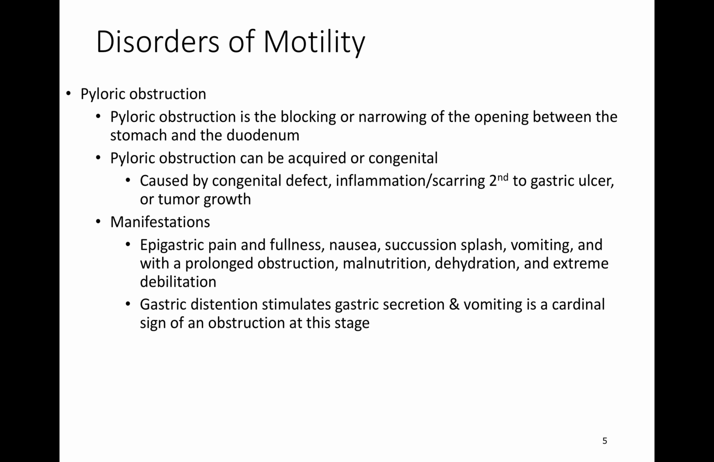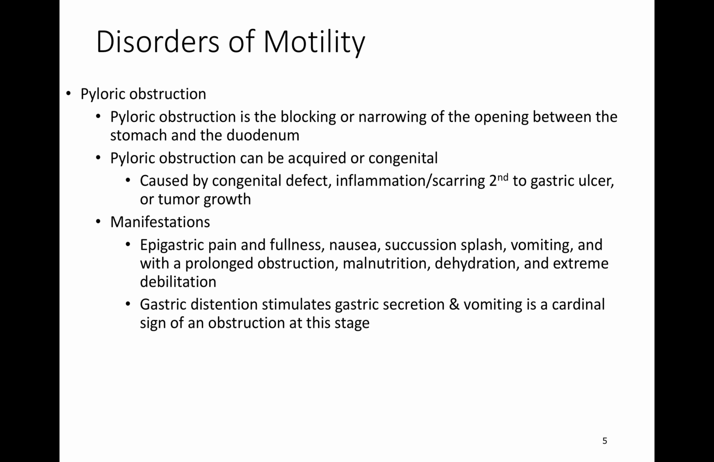Another disorder of motility or movement is pyloric obstruction. The pylorus is the beginning of the stomach, and it's a blockage or narrowing of the opening between the stomach and the duodenum. The pyloric obstruction can be acquired or congenital. It can be caused by a congenital defect, inflammation, or scarring secondary to a gastric ulcer or a tumor.